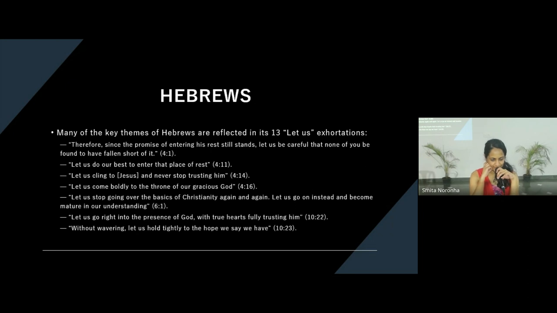Hebrews 6:1. Therefore, leaving the discussion of the elementary principles of Christ, let us go on to perfection, not laying again the foundation of repentance from dead works and of faith towards God. Hebrews 10:22. Let us draw near with a true heart in full assurance of faith, having our hearts sprinkled from an evil conscience and our bodies washed with pure water.